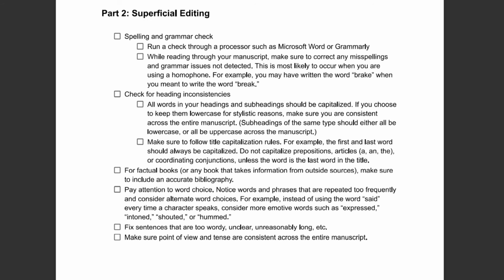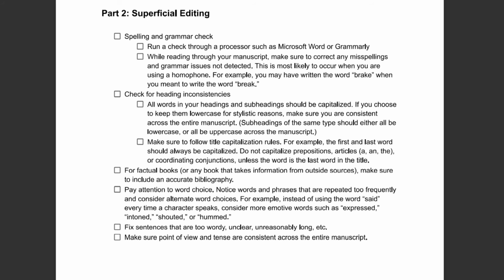Next, check for heading inconsistencies. All the words in your headings and subheadings should be capitalized. If you choose to keep them lowercase for stylistic reasons, that's up to you. Just make sure that you are consistent across the entire manuscript. So subheadings of the same type should either all be lowercase or all be uppercase across the manuscript.